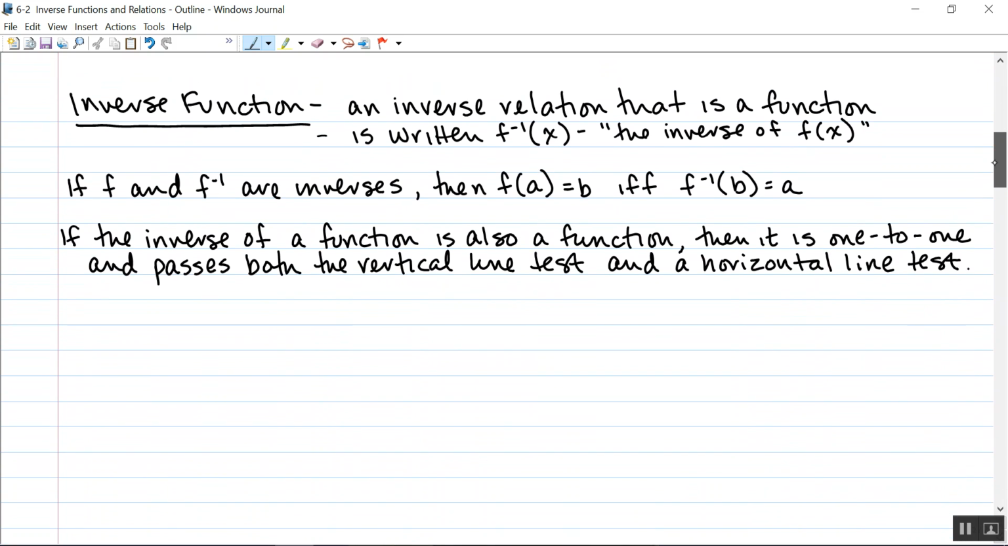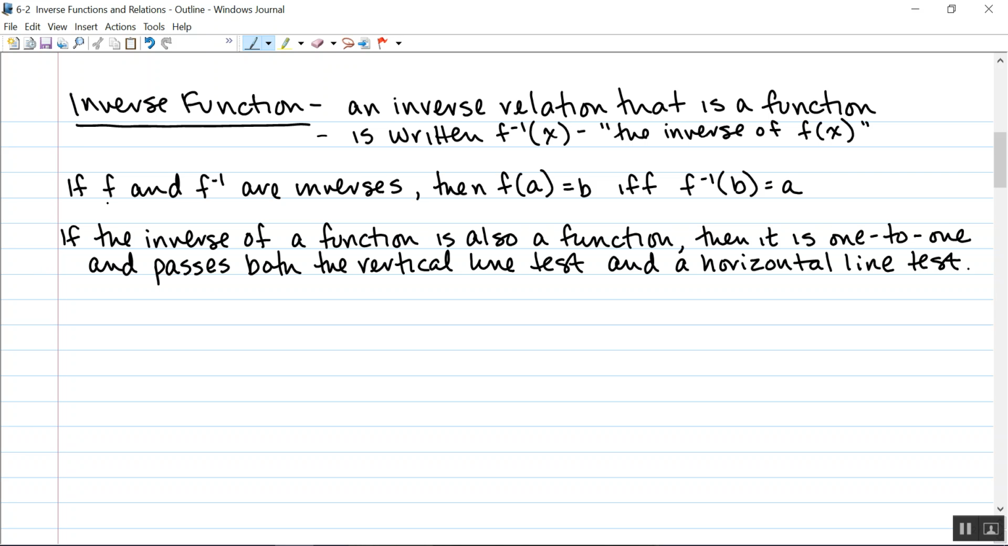Now you can also have an inverse function, and that's an inverse relation that is actually a function, not just any random set of ordered pairs, but it meets all the criteria for a function. It is written as f with a little -1 exponent, and then the x in parentheses, and we say the inverse of f of x. It's not f to the -1 power, it's the inverse of f of x.